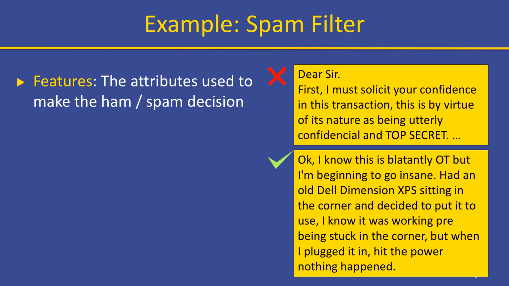So how did we decide that the first message was spam and the second one was ham? There were some clues in the message. There were some attributes of the message that pushed us in one direction or the other. We call these attributes the features. So here, I did not like the words top secret. There are usually some specific words in messages that raise a flag.